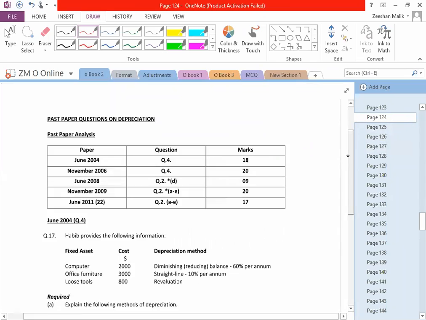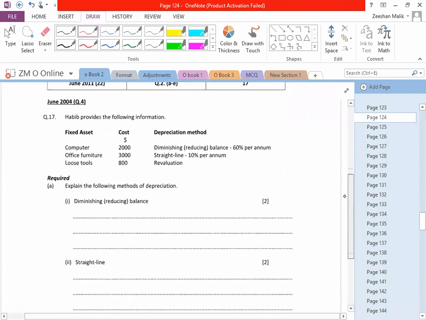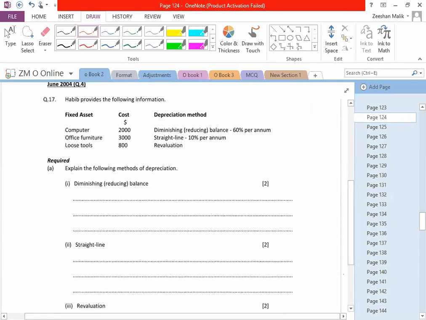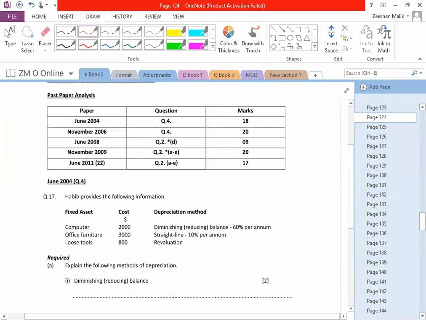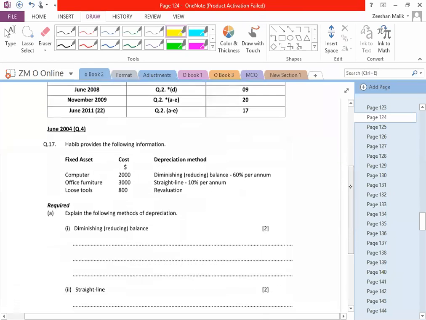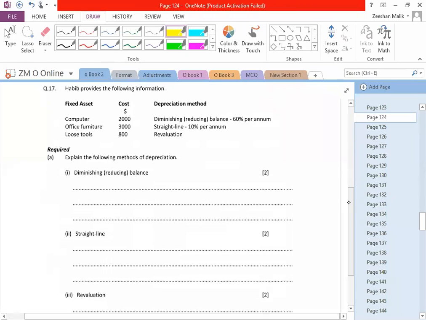Here is a past paper analysis, and here is a question of June 2004. What did the examiner ask? Question number 17 in a normal booklet, and the first past paper question, this is an 18-mark question. June 2004, it was question number 4 for 18 marks. It asks you for the theory of all three methods.